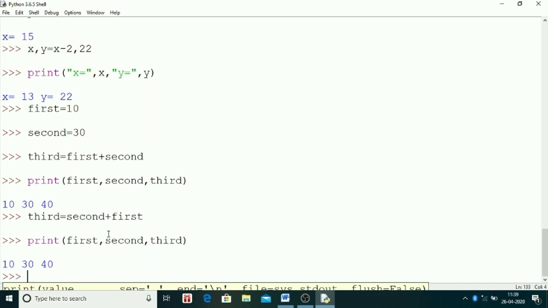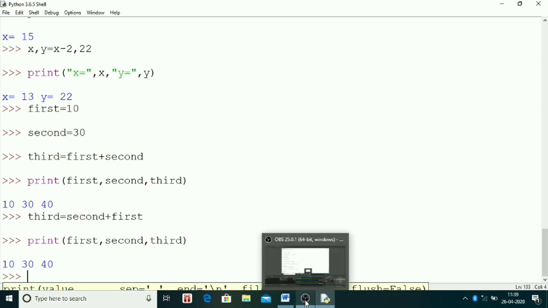So this way you can do your output questions also. So for today you try this. In next class we will see more questions. Thank you.